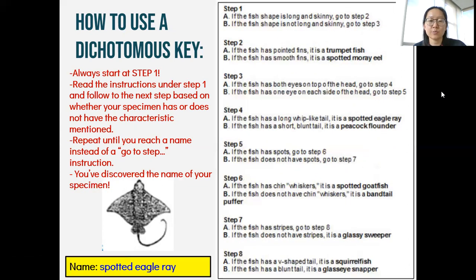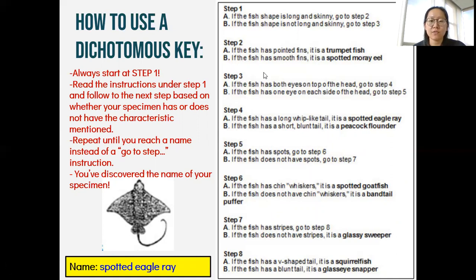The answer is that it's a spotted eagle ray, because if you follow step 1, it says the fish shape is not long and skinny, so we'll jump to step 3. In step 3, we're going to read A and B. Now we skip step 2, so you do not have to read it at all. It's not important to you anymore because it doesn't apply to the specimen.